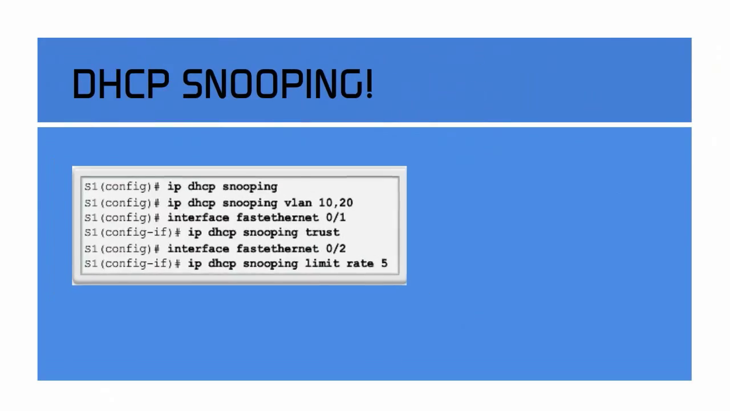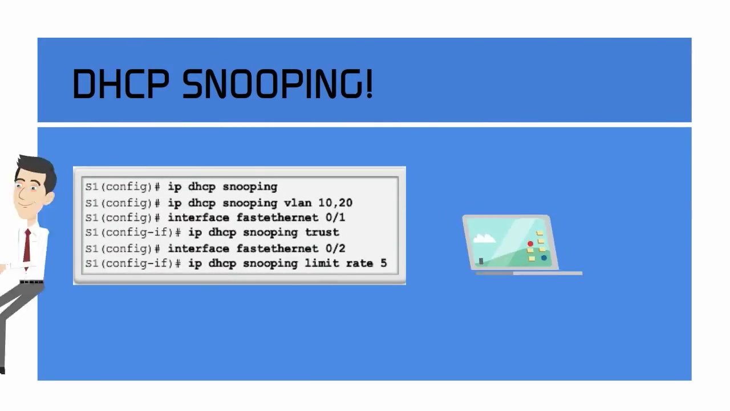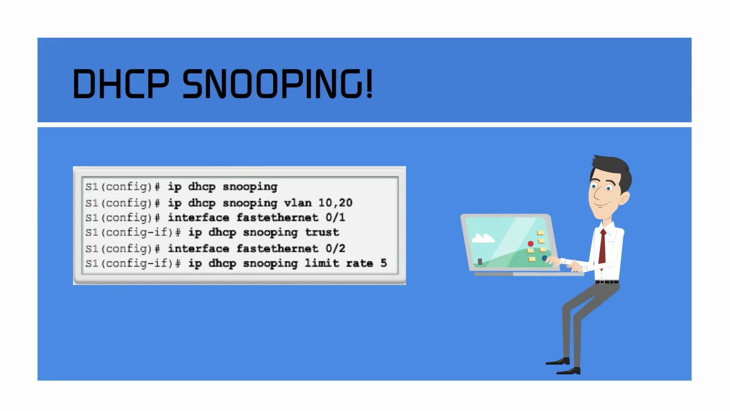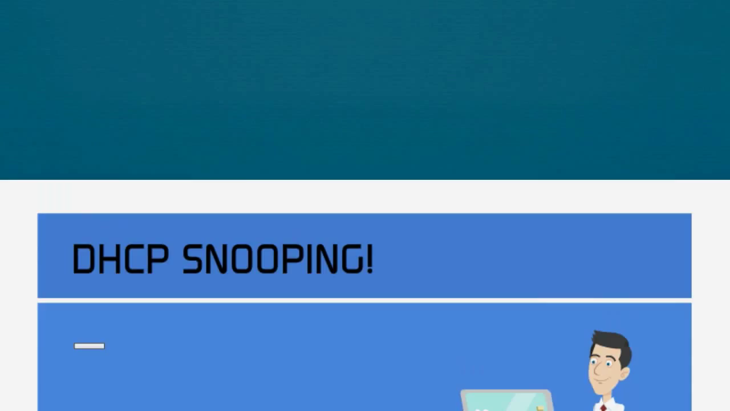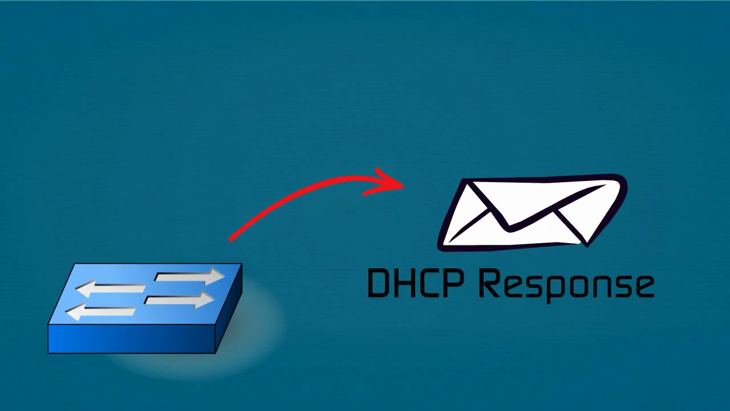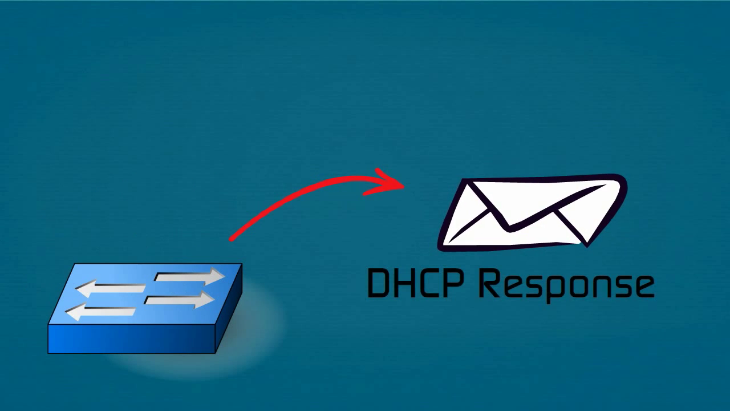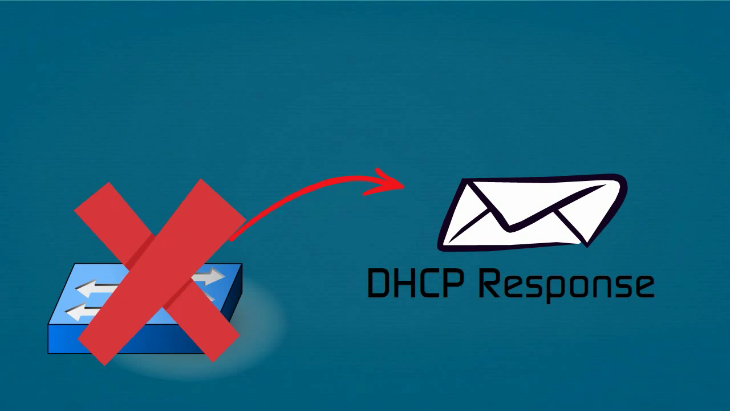Another important measure we can take to prevent these attacks is to enable DHCP snooping. What this does is classify certain ports as reliable, as secure, so that only these ports can send DHCP responses. And when someone tries to send a DHCP response and it's not from a port classified as secure, that port is automatically shut down.